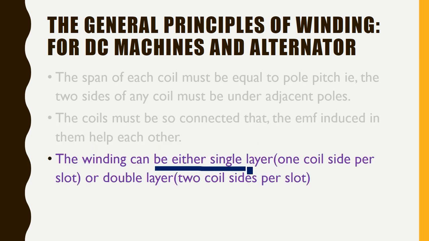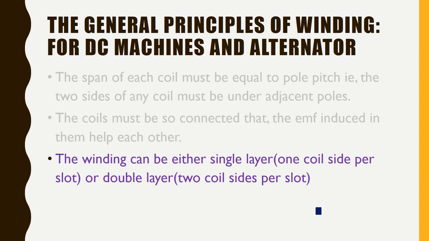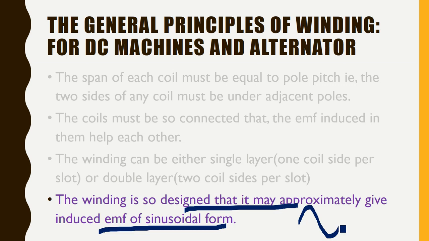The winding can be single layer or double layer. What single layer and double layer are, we have discussed in the previous video. That is, in a double layer winding a single slot can have 2 coil sides, and in a single layer winding a single slot has a single coil side. And the winding should induce almost a sine waveform. The good waveform is the AC sine wave, we know. If it is an alternator, it should be inducing a proper sine wave.